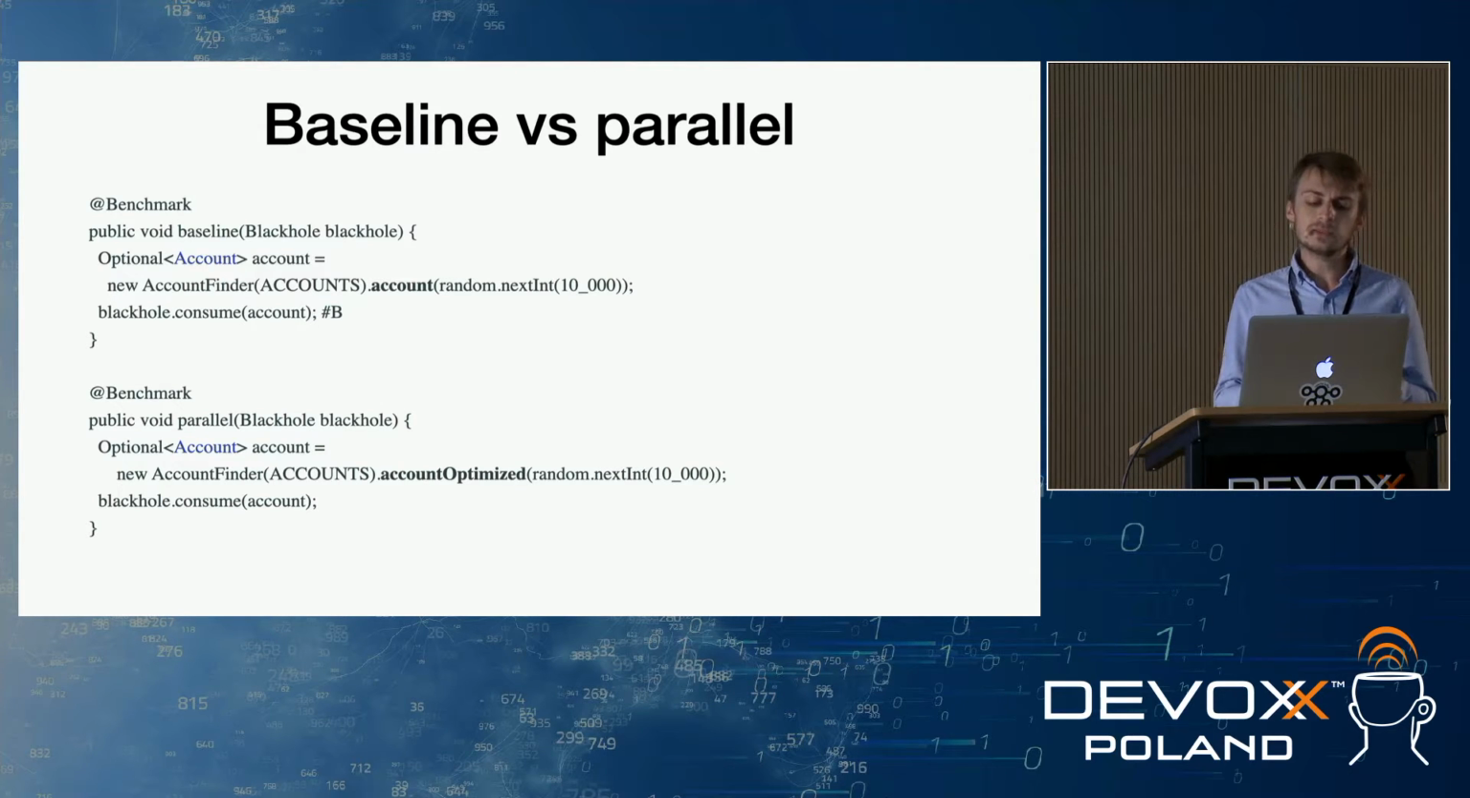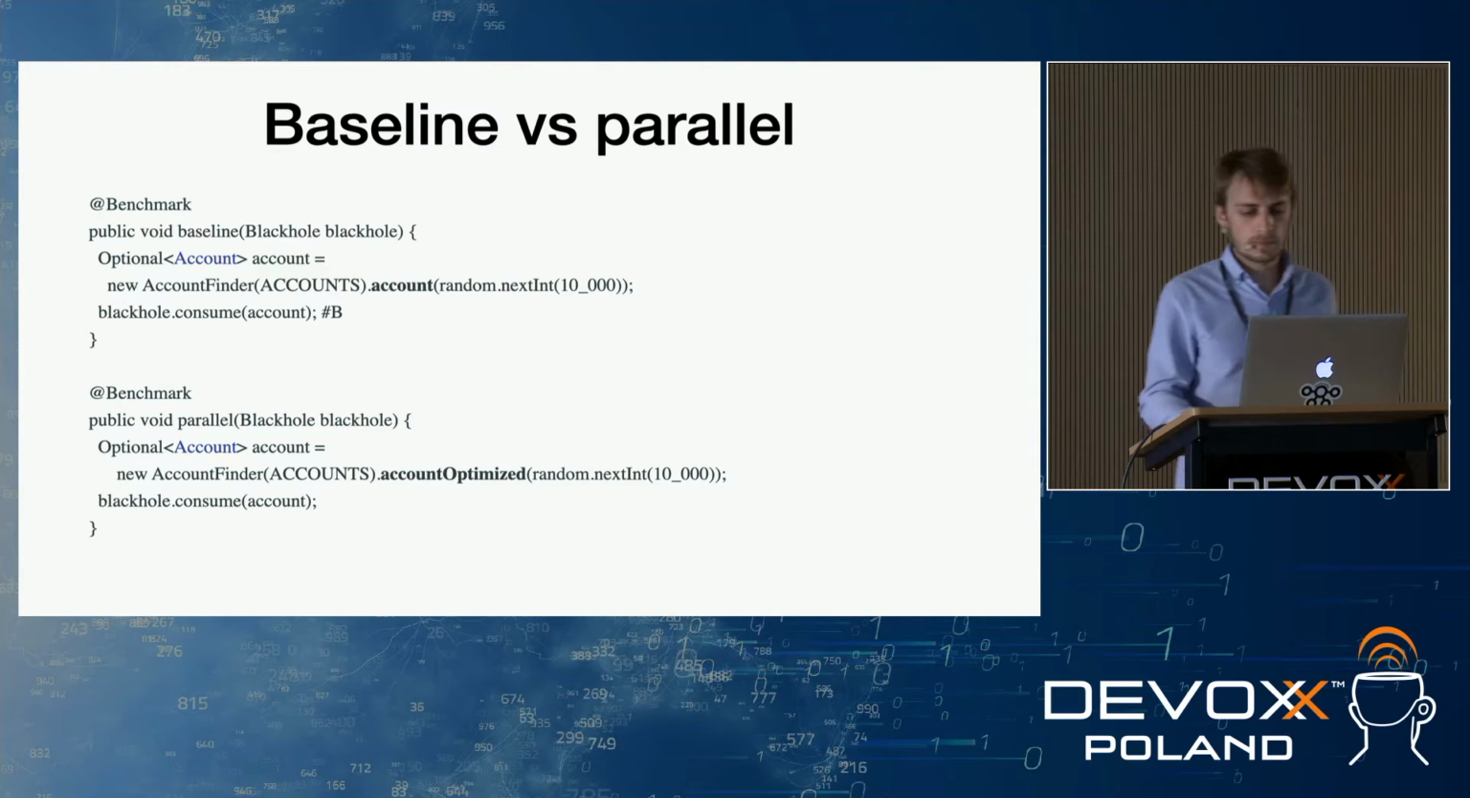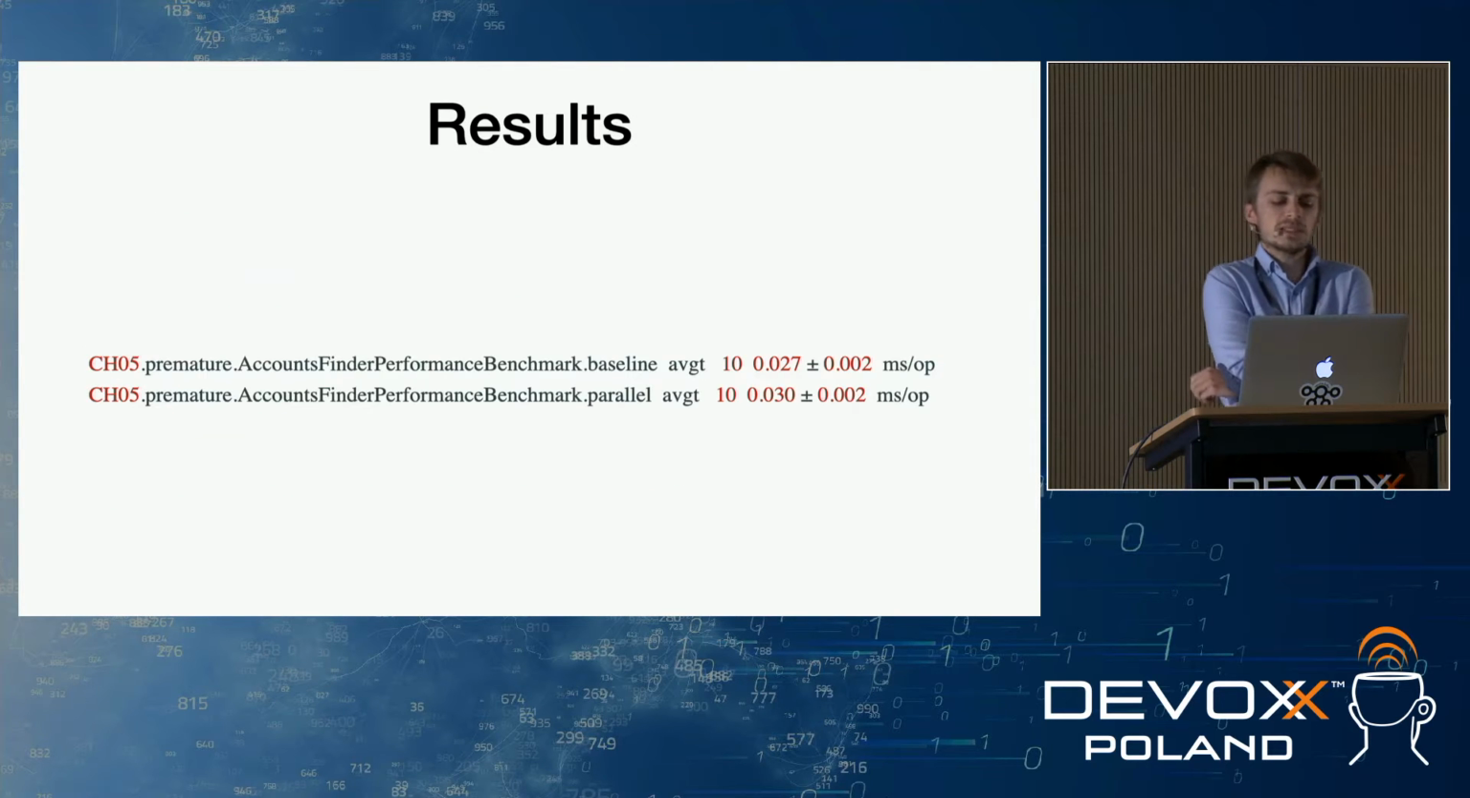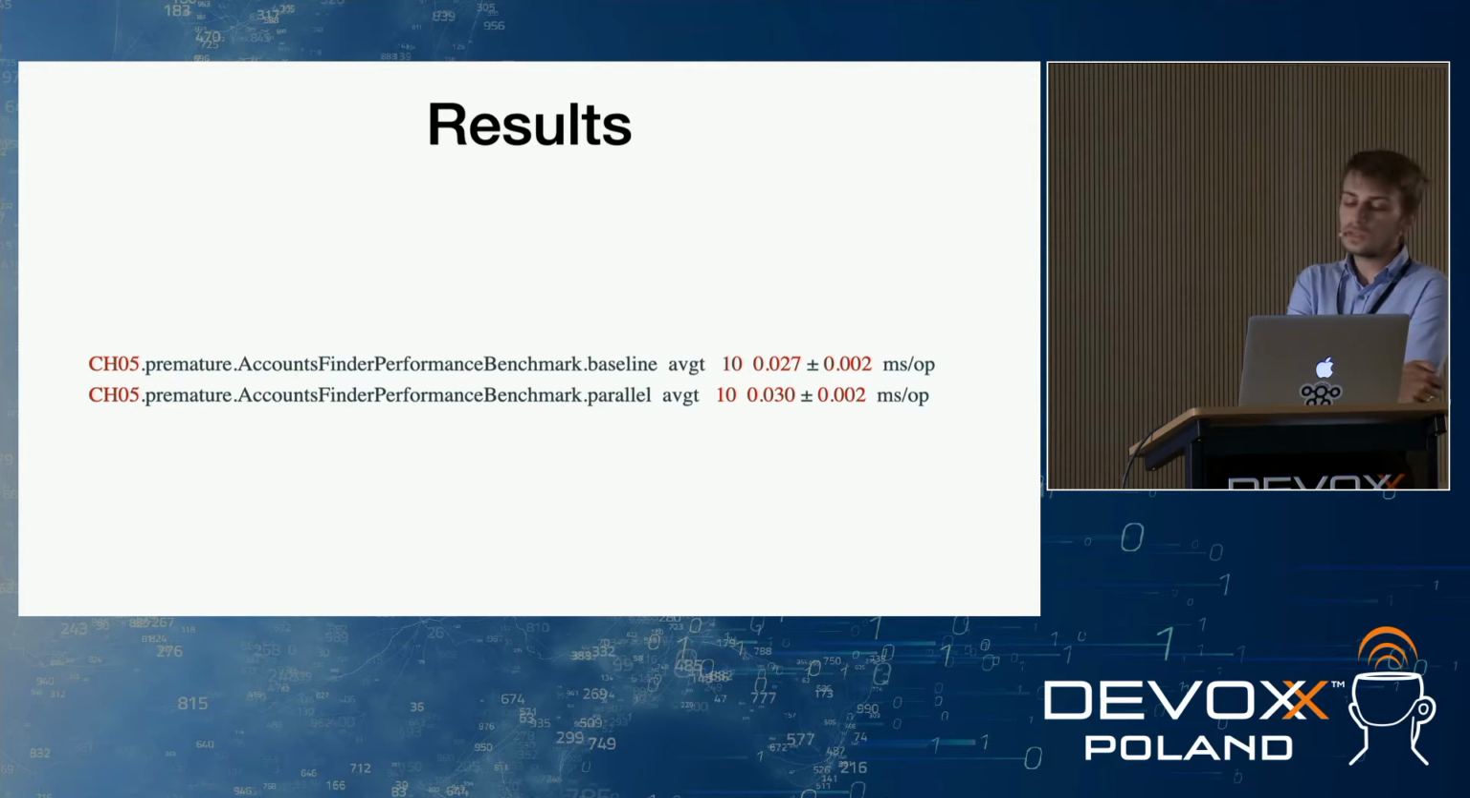So the baseline method will execute the first version of our accounts finder logic, the normal stream-based one, and the parallel method will execute the improved version that is using parallel stream. That's the only difference. So let's execute the benchmark. You can try it on your machines, but I will show the results from mine. Please note that the exact numbers might differ on your machine, but the trend will be the same.